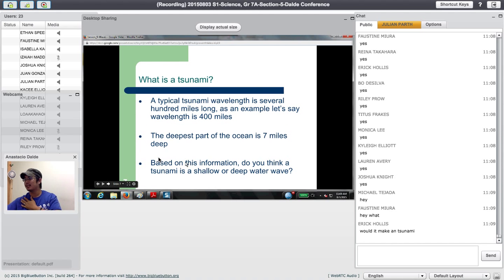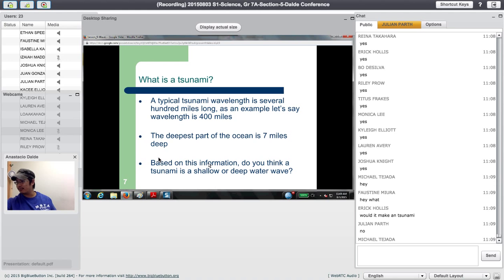All right. A typical tsunami wave is several hundred miles long. An example is, let's say, a wavelength of 400 miles. Man, that's a big wave, or a long wave at least. The deepest part of the ocean is 7 miles deep. Based on this information, do you think a tsunami is a shallow or deep water wave?